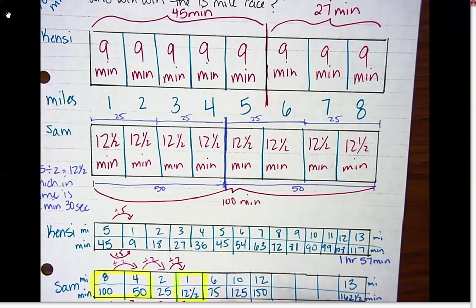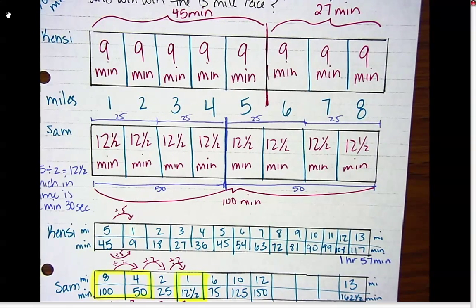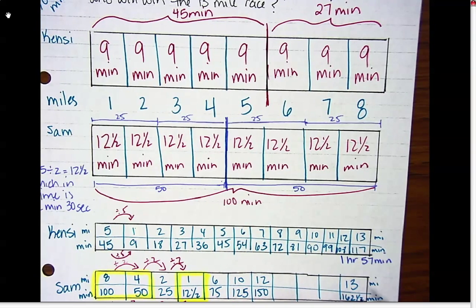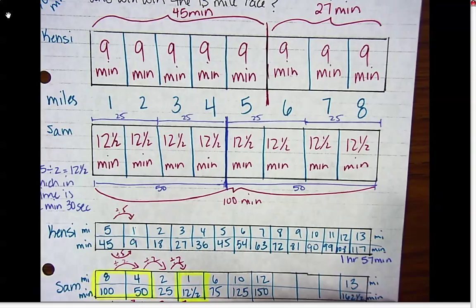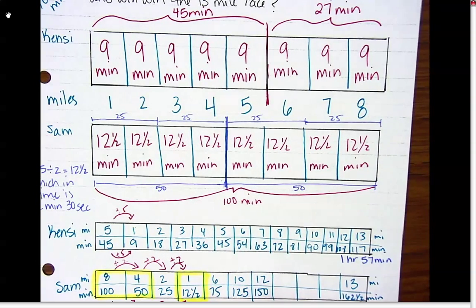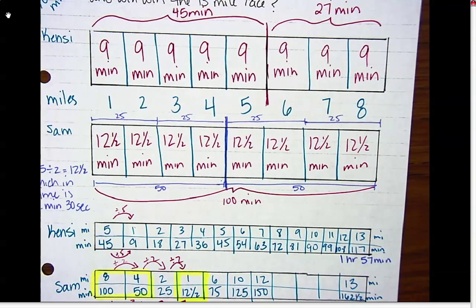And I could even make a ratio table for that if I wanted to figure out where this is. So 162, that's definitely going to be over 2 hours. And then from 120 to 162 is 42. So that's 42 minutes and 30 seconds because we have that half minute in there.